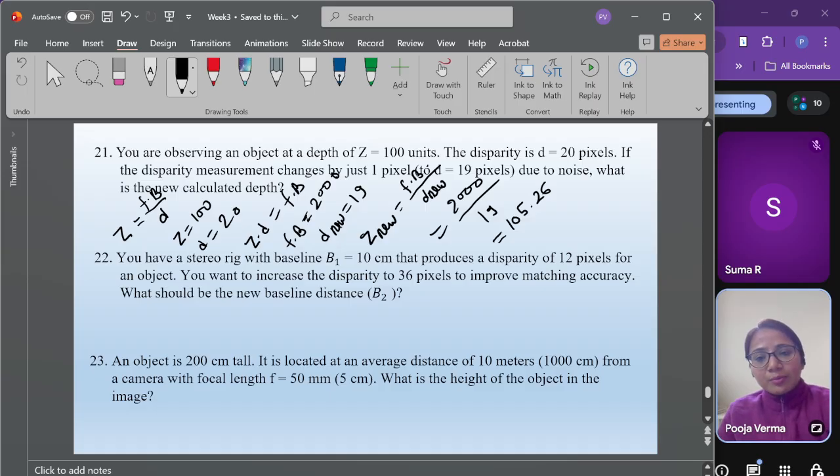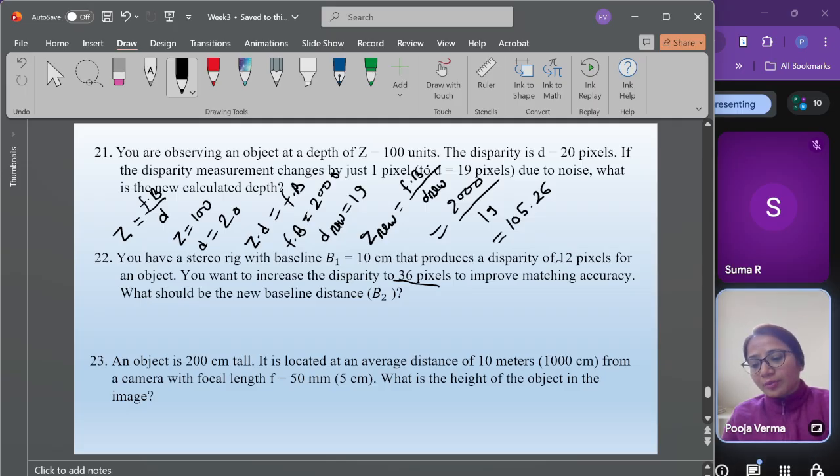Now you have a stereo rig with baseline B1 of 10 centimeter that produces a disparity of 12 pixels for an object. Now, if you want to increase the disparity to 36 pixels to improve matching accuracy, what should be the new baseline distance? So, how can we calculate it here? 30 centimeter. Yeah, that's correct.